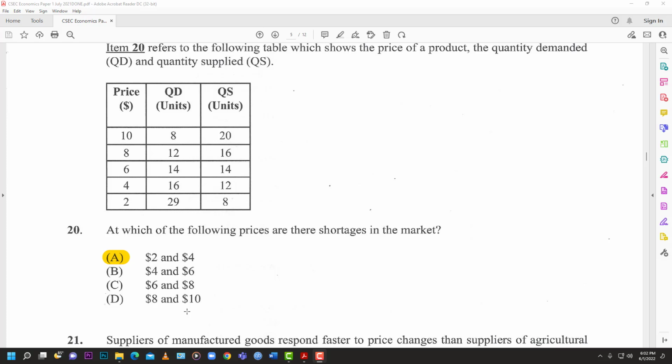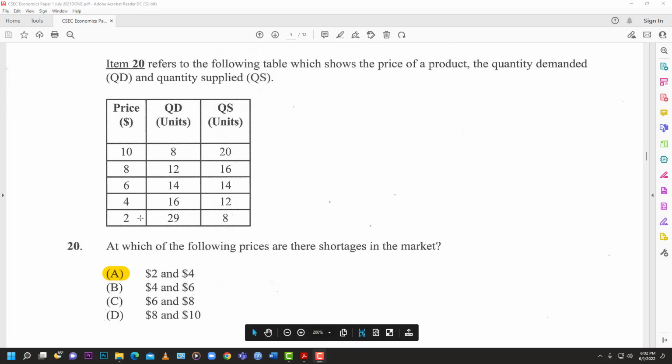And so we have less supply, more demand, and the only way that matches is at $2, you see, demand is 29, but supply is only 8. At $4, demand is 16, and supply is only 12. And so we have shortages in these markets. The others would be a surplus. You have equilibrium at $6, and you have a surplus at $8 and $10.